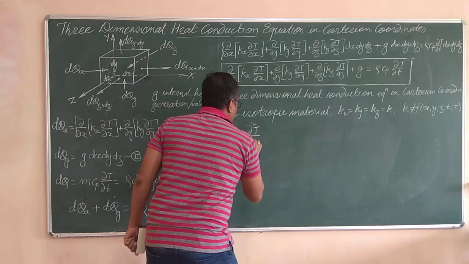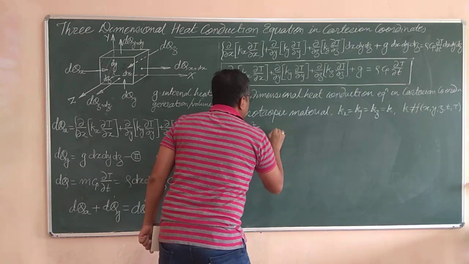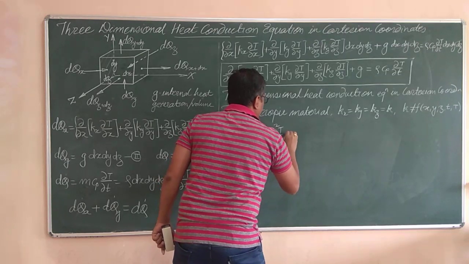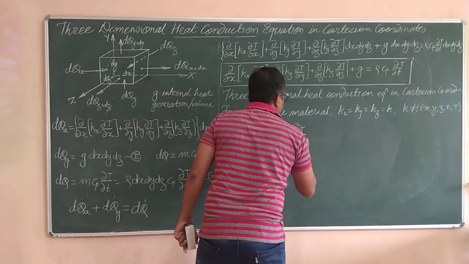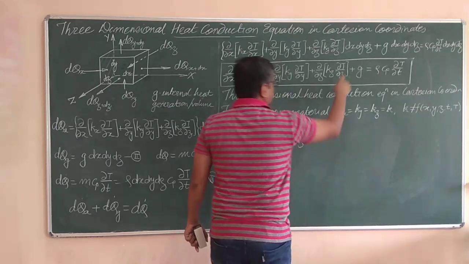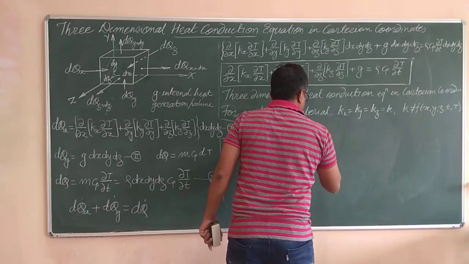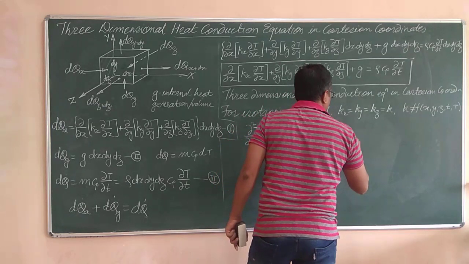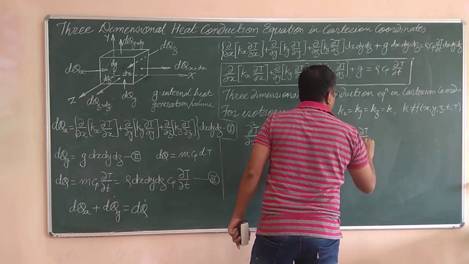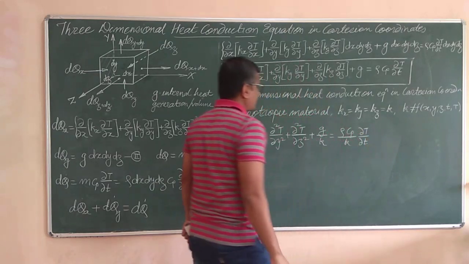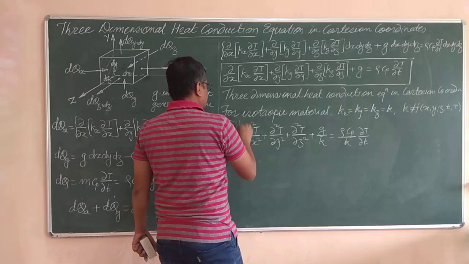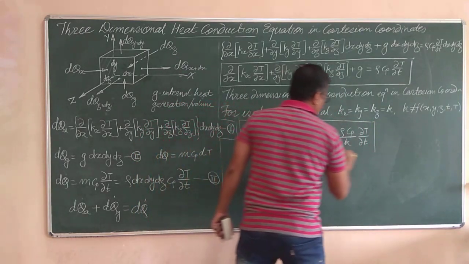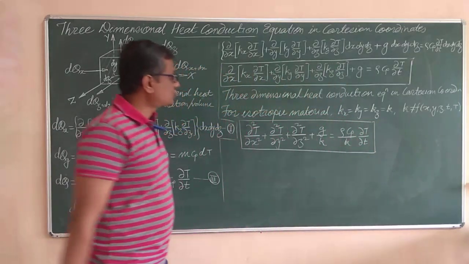∂²T/∂x² plus ∂²T/∂y² plus ∂²T/∂z² plus g divided by the term k, and that equals ρCp divided by k into ∂T/∂t. So this is again the three-dimensional heat conduction equation in Cartesian coordinate system, but for isotropic material.